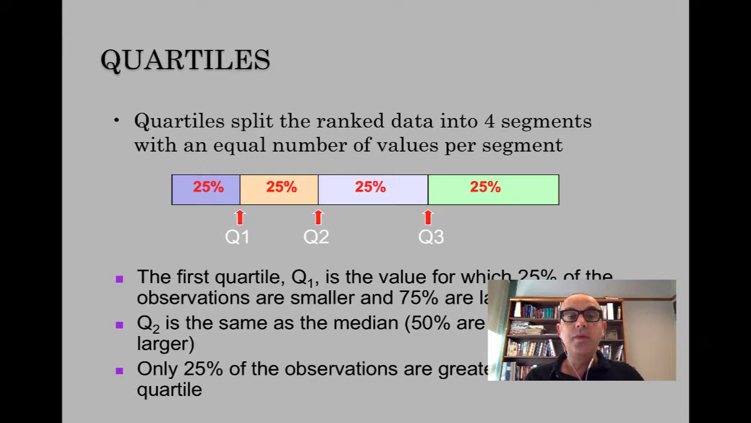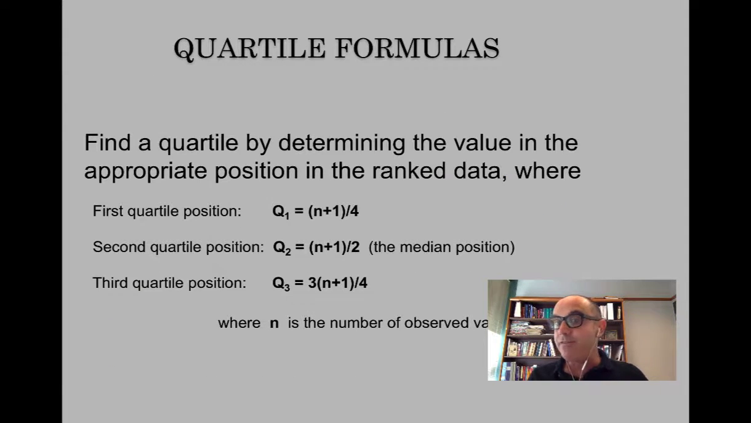The outlier is usually reported with regard to quartiles. We divide the data set into 4 quartiles. So we have quartile 1, quartile 2, and quartile 3. Quartile 1 is 25% of the observations, and they are smaller than the other 75% of the data set. Quartile 2 is the same as the median, and only 25% of the observations are greater than the third quartile.